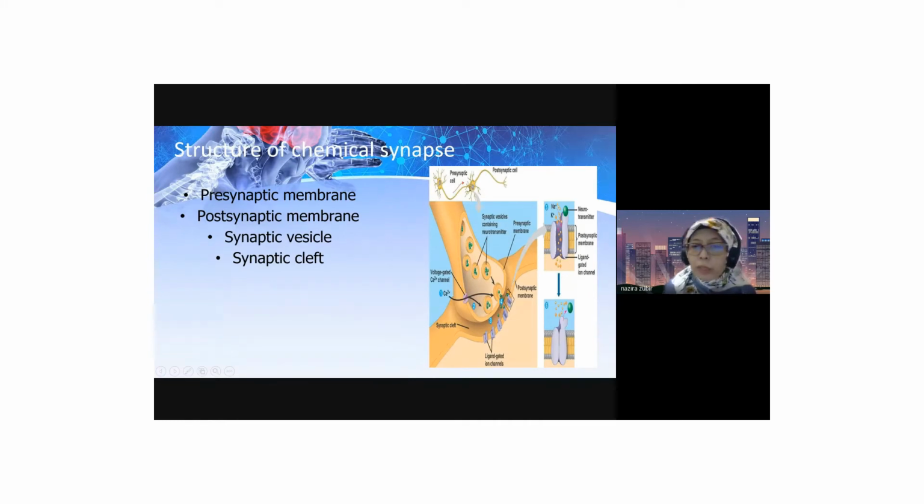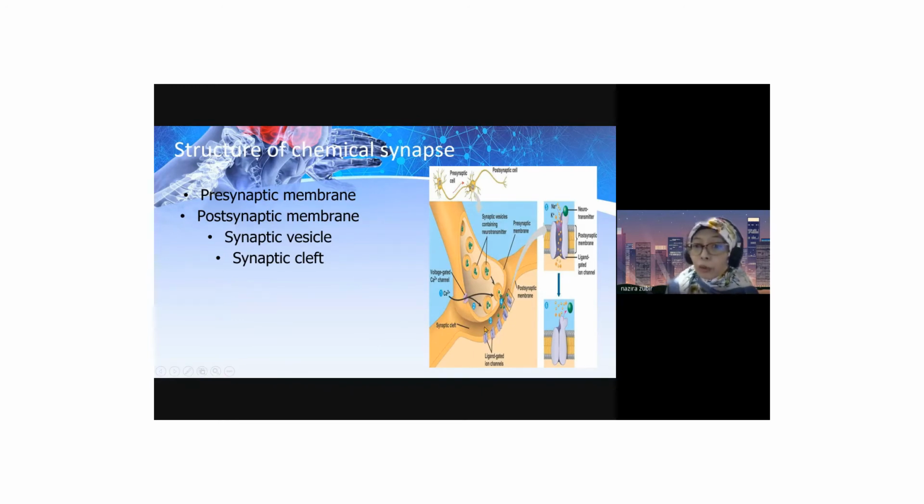So there are different types of neurotransmitters. There are neurotransmitters that can cause IPSP or EPSP. EPSP, excitatory postsynaptic potential, or IPSP, inhibitory postsynaptic potential. So these neurotransmitters will then bind to the ligand-gated ion channels, depending.